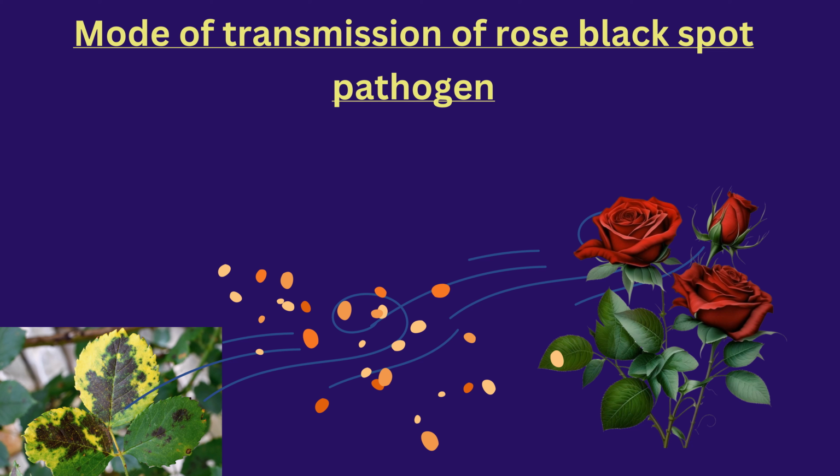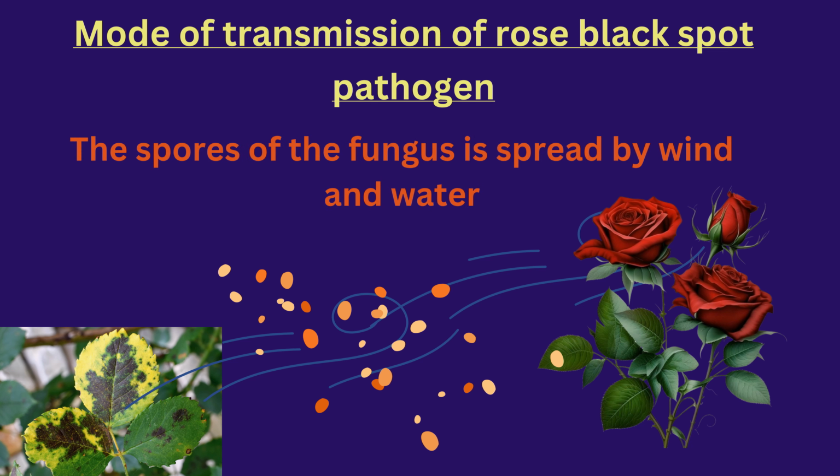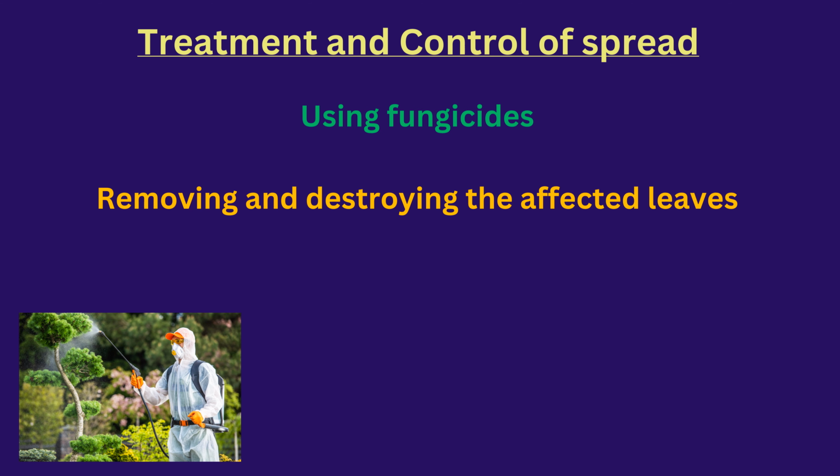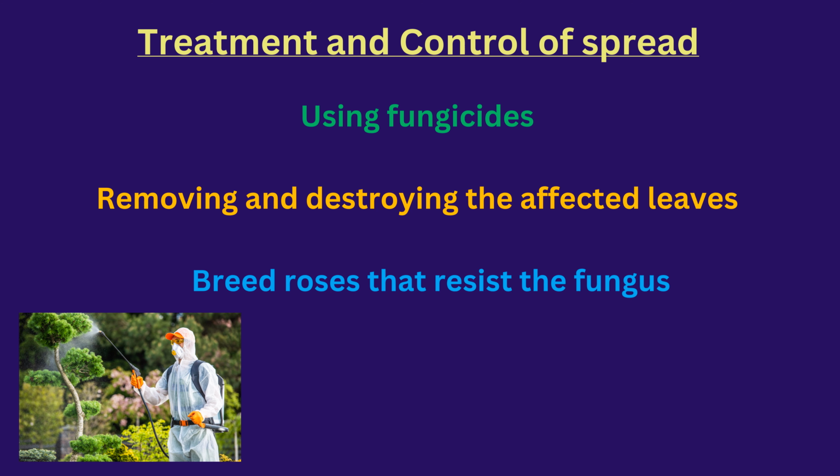Mode of transmission of rose black spot pathogen. So what happens is that the spores of the fungus are spread by the wind or by water from the infected to the uninfected plant. Treatment and control of rose black spot: using fungicide because it is caused by a fungus, removing and destroying the affected leaves, so they would remove them and burn those leaves. Lastly, breed roses that resist the fungus.